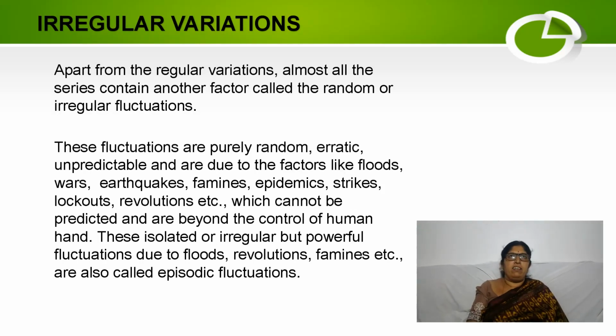Irregular variations. Apart from the regular variations, almost all the series contain another factor called the random or irregular variations. These fluctuations are purely random, erratic, unpredictable, and are due to factors like floods, wars, earthquakes, famines, epidemics, strikes, lockouts, revolutions, etc., which cannot be predicted and are beyond the control of human hand. These isolated or irregular but powerful fluctuations due to floods, revolutions, famines, etc. are also called episodic fluctuations.